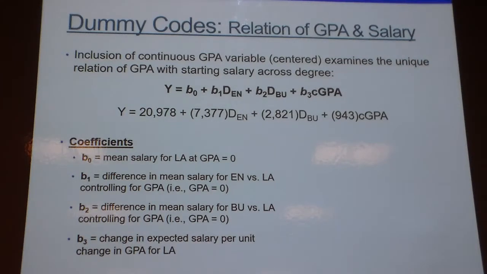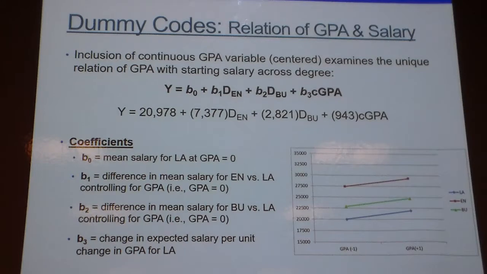Then this coefficient here, change in expected salary per unit change in GPA for liberal arts. So why is this technically for people with a liberal arts degree? Because the 1 and 2 are held constant at 0. So if we hold these 2 constant at 0, we're by definition talking about people who have a liberal arts degree. Okay. And so if we plot this out, again, this is an additive model.